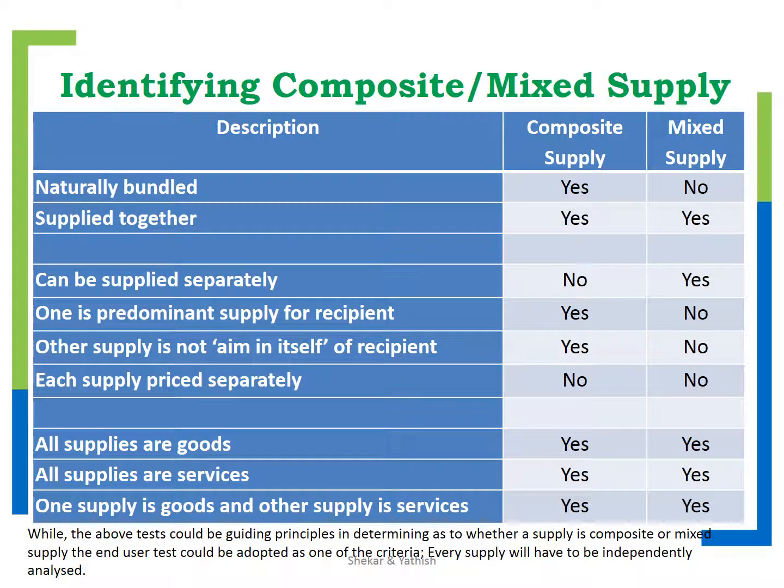To identify the composition of a composite supply and a mixed supply, we go through this table. Naturally bundled: in a composite supply yes, in a mixed supply no. Supplied together: both situations yes. Can be supplied separately: no and yes. One is the predominant supply for the recipient: yes, no. Other supply is not an aim in itself of the recipient: yes, no. Each supply can be priced separately: no, no. All the supplies are goods: yes, yes. All supplies are services: yes, yes. One supply is goods and the other is services: yes, yes. There could be a combination of these as well.